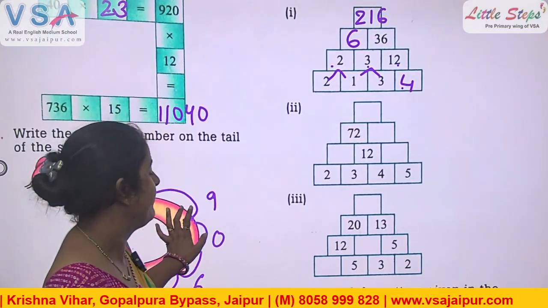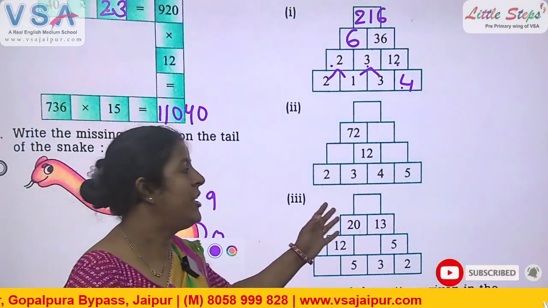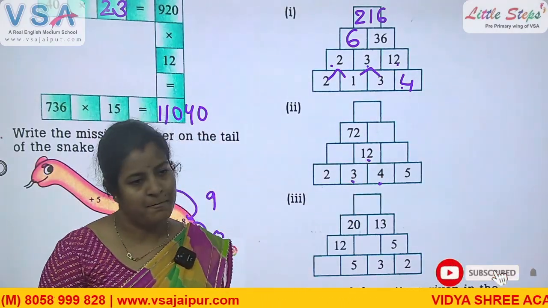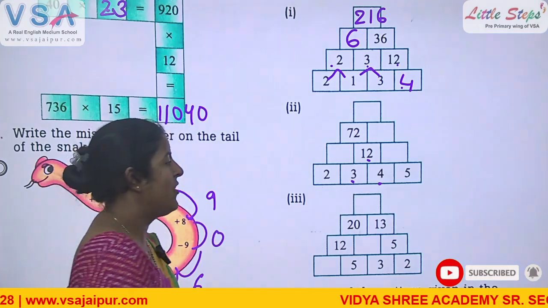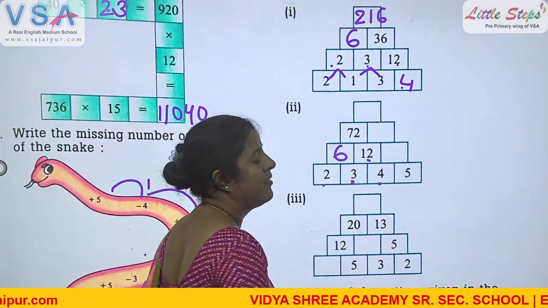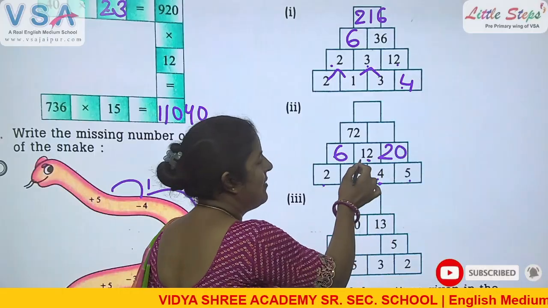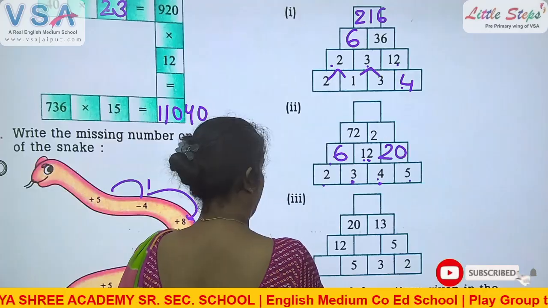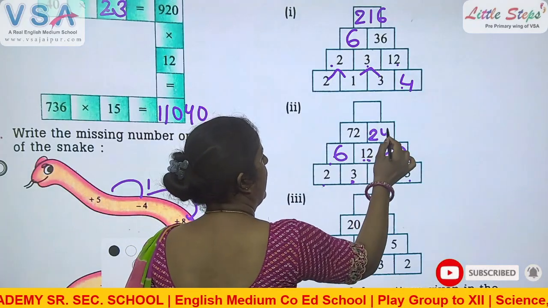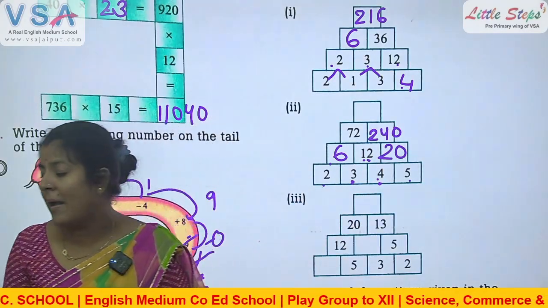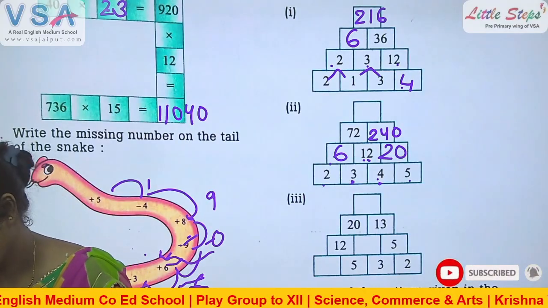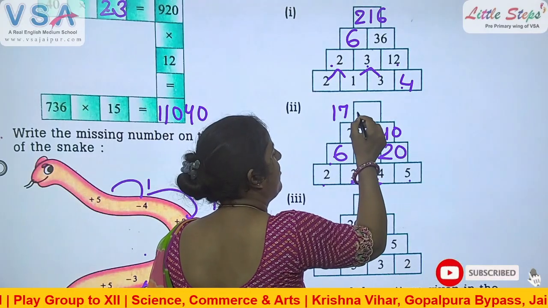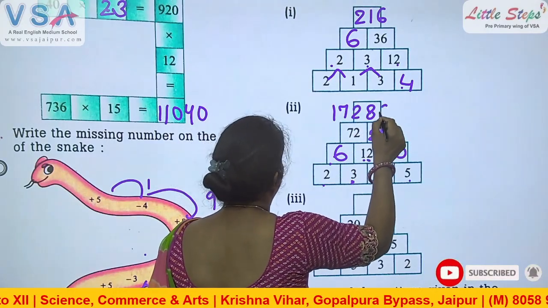Then the next is 2, 3, 4, 5 and blank 12 blank. So first of all, 3 fours are 12. So we can write on this, 2 threes are 6, 4 fives are 20, 12 sixes are 72, and 12 twos are 24. 20s are 240. 72 multiplied by 240 is 17,280. So write 17,280 right now.